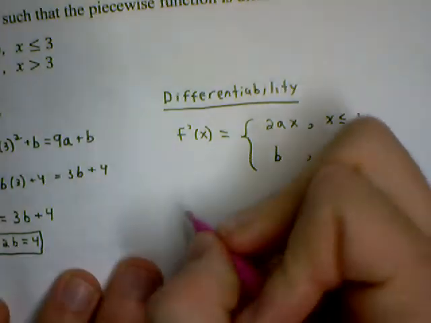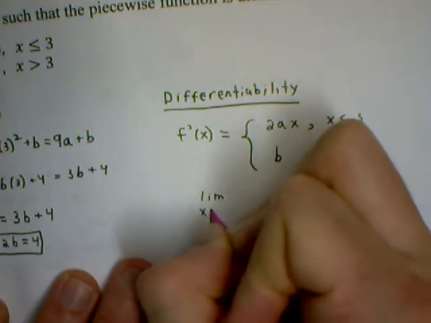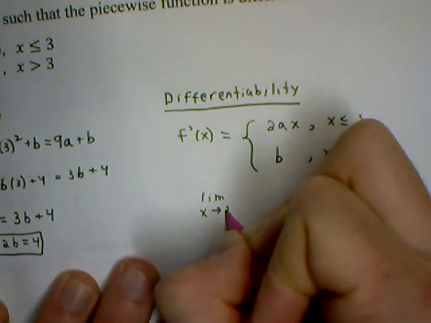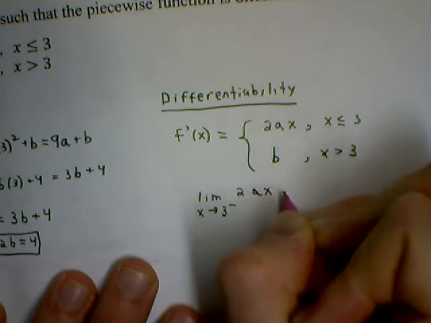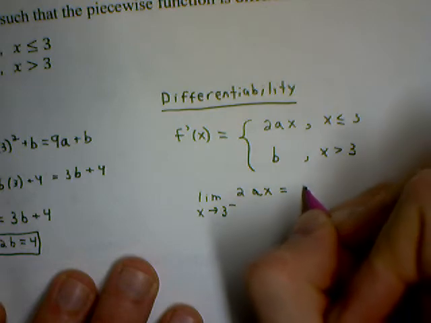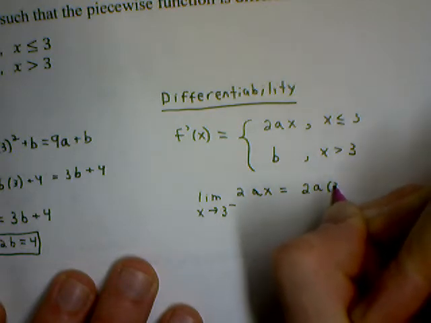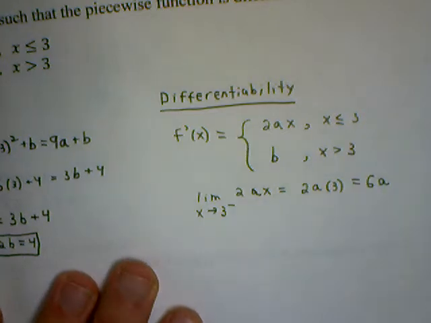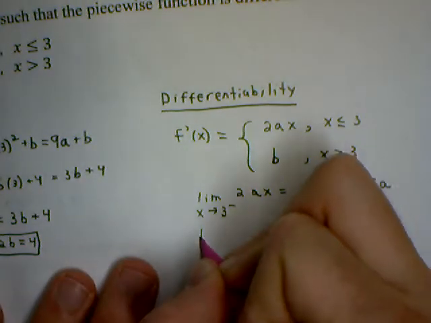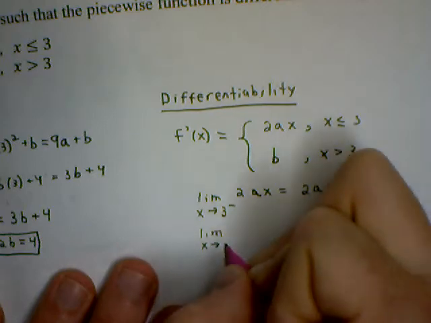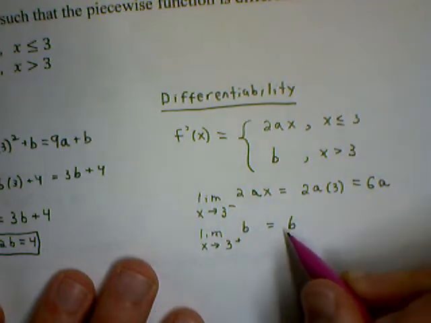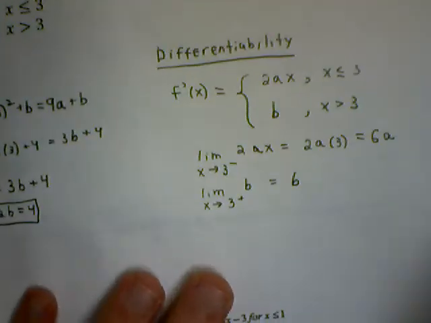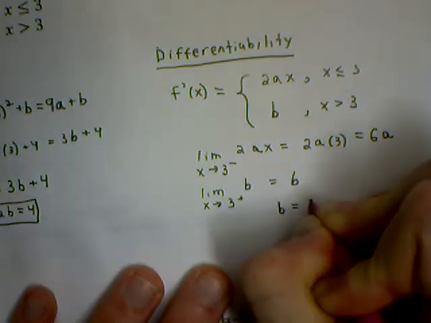Now, the next thing I need to do is check the left-hand and right-hand derivatives. So I'm going to start with 2ax. When I plug in 3 for x, I get 2 times a times 3. That's 6a. Now, the right-hand derivative, that's just b. You plug in 3, you just get b. Now, for differentiability, the left-hand and right-hand derivatives have to be equal, so b equals 6a.